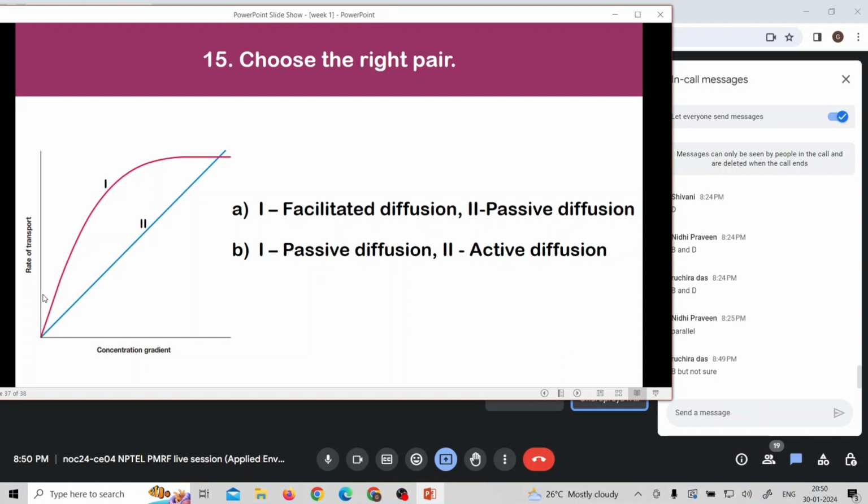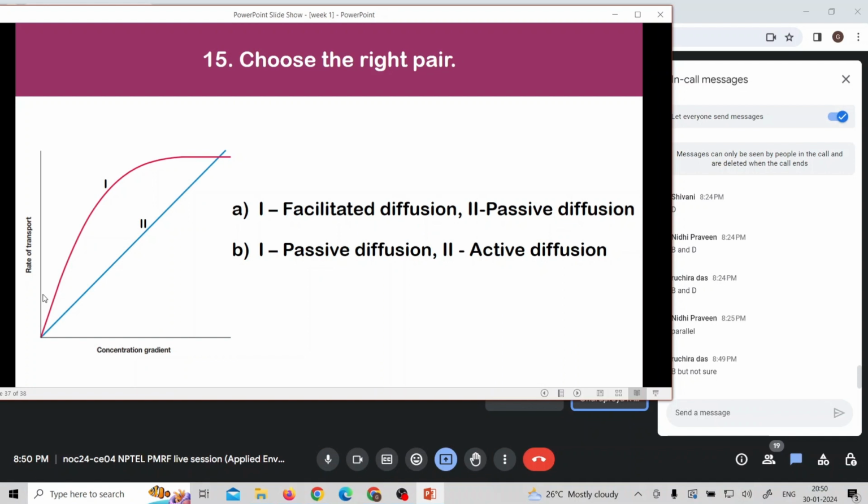So facilitated diffusion usually is something which needs protein or some molecule to facilitate the diffusion process. Similarly, active diffusion is something which will need ATP hydrolysis to drive the diffusion process, whereas passive diffusion is the phenomenon which will not need any carrier or energy for this transport. It will just happen because the concentration gradient is present.